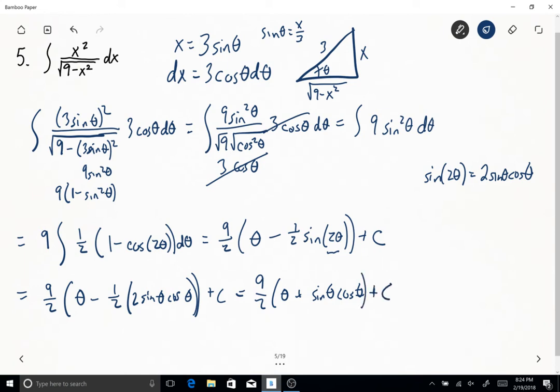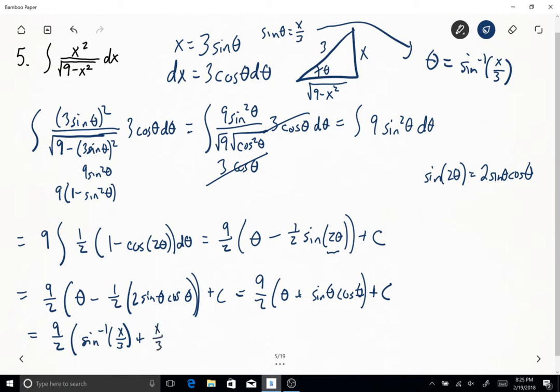So now we've got to figure out what theta is too. Notice if sine of theta equals x over 3, that means theta equals the arc sine of x over 3. So we have this thing equals 9/2 the arc sine of x over 3 plus sine of theta. Well, what's sine of theta? We know that's equal to x over 3 by looking at our triangle, and then times cosine theta, that should be the square root of 9 minus x squared, because it's adjacent over hypotenuse, all over 3.